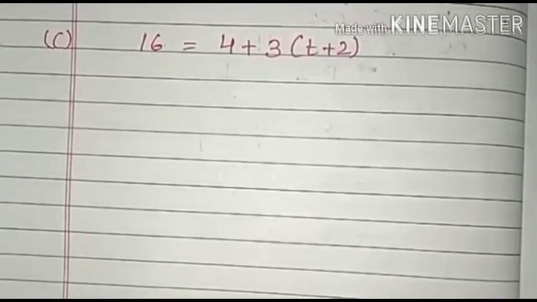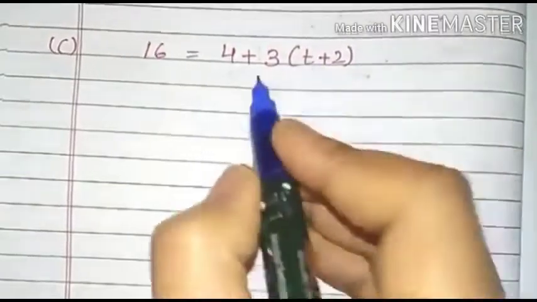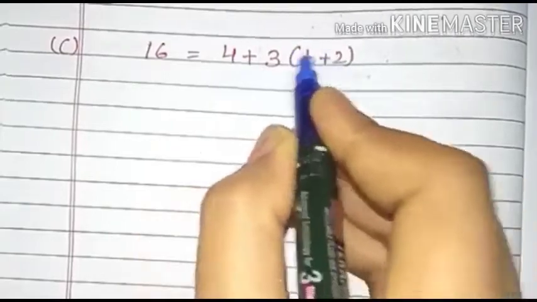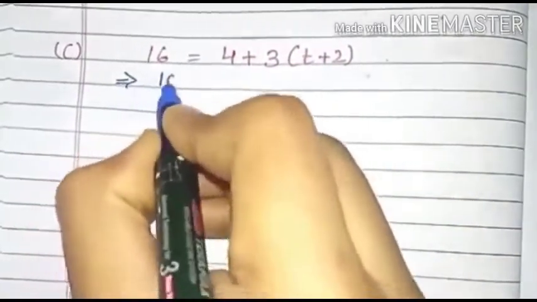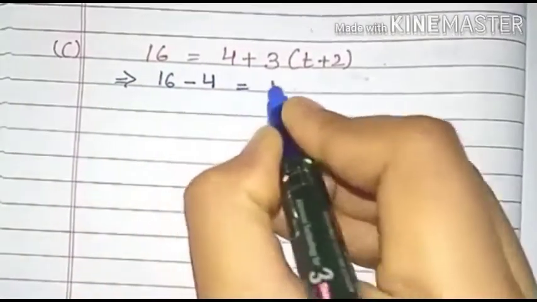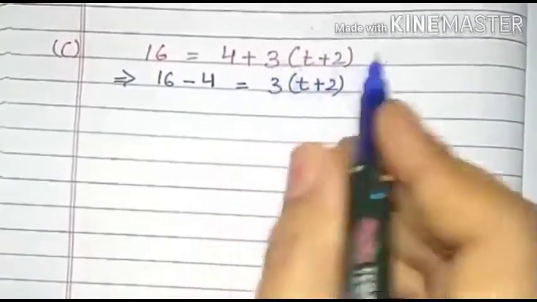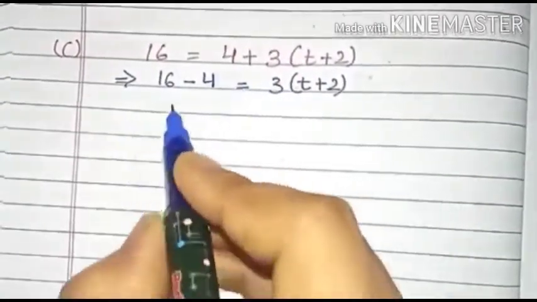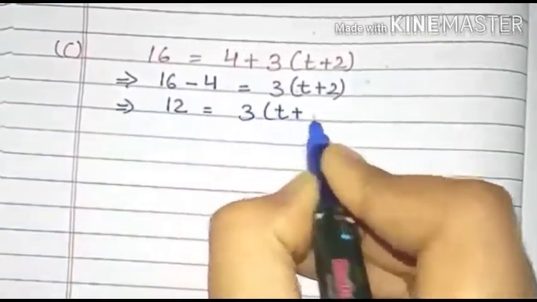Now here is C part. 16 is equal to 4 plus 3 into (t plus 2). So here you will remove this 4 first, and it is in addition, so you will transpose it to the right hand side. What will come? 16 minus 4 and 3 into (t plus 2). You cannot transpose 3 first because 3 is multiplied with this bracket. So you will remove this 4 first. So what will come? 12 is equal to 3 into (t plus 2).